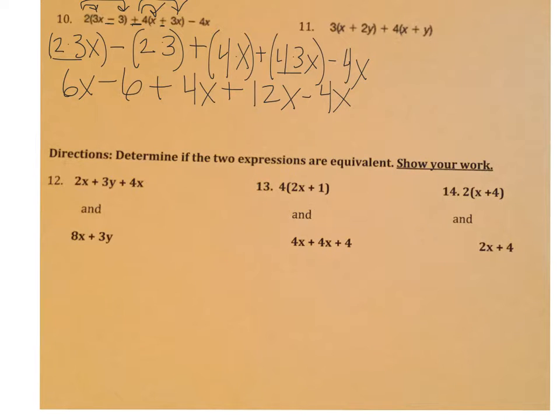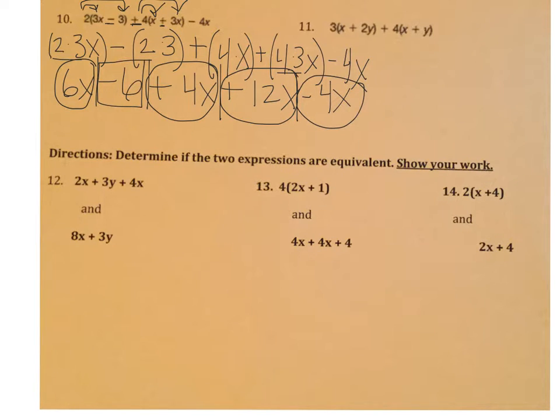All right, let's go ahead and combine our like terms. So to the left, to the left. All right, so I'm going to give my x's a circle. So 6x gets a circle, plus 4x gets a circle, plus 12x gets a circle, and then minus 4x gets a circle, and then my constant of -6, I'll give a box.